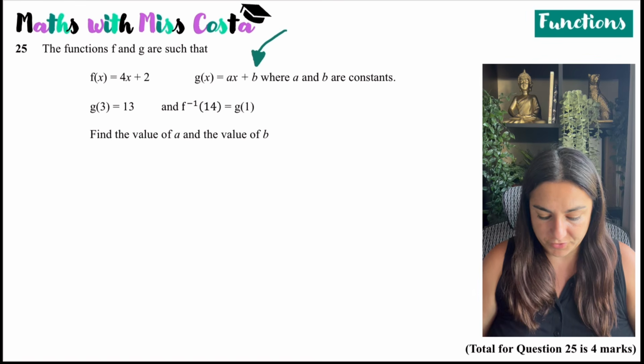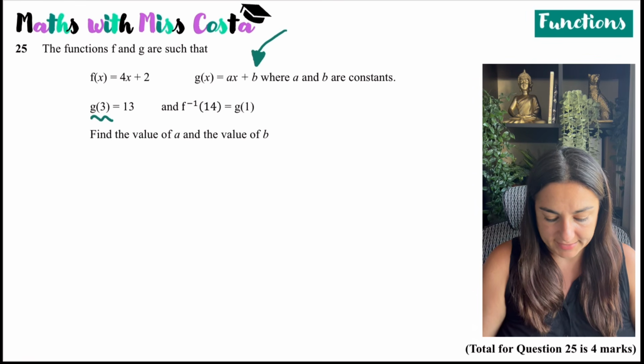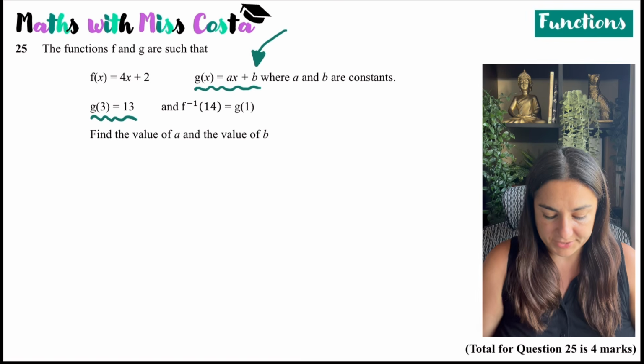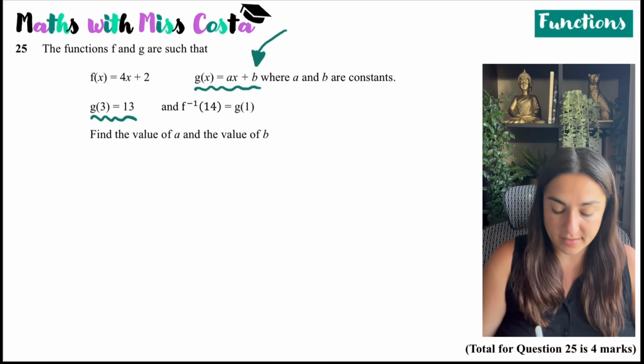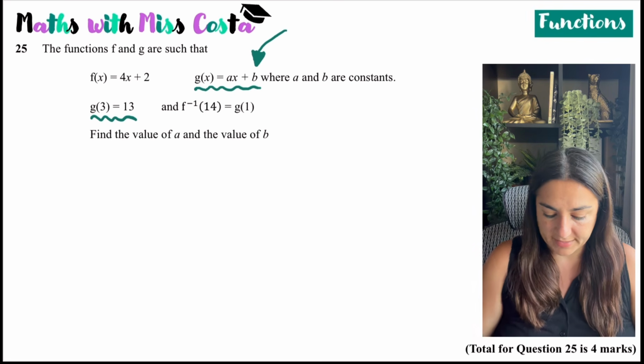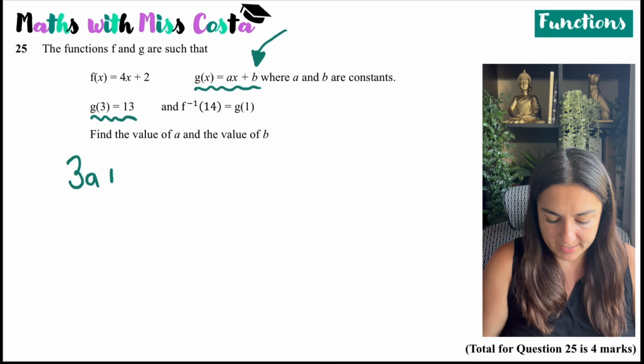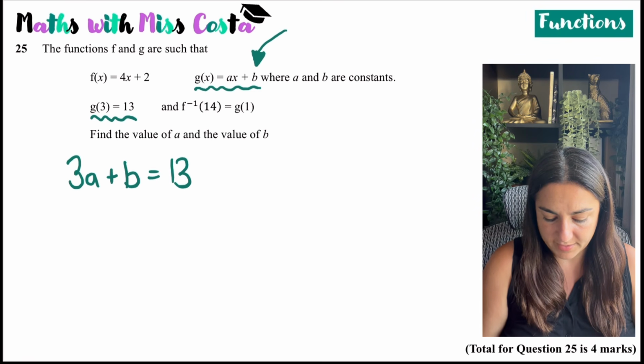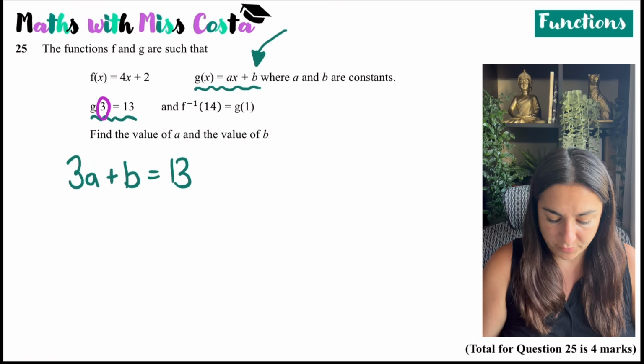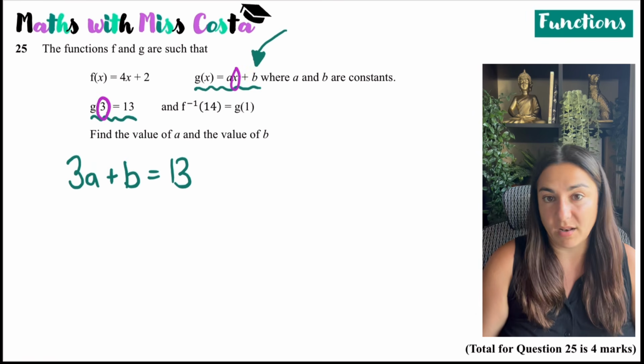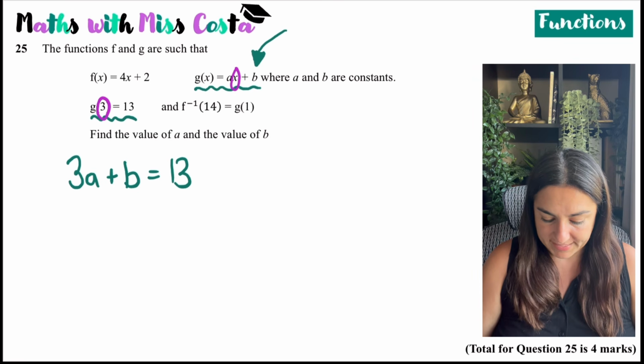Well, I know that g of 3 is 13, so let's use that. So g of 3 is 13, so when x is 3, the output is 13. So I know that 3a plus b must equal 13. All I've done is I've put 3 wherever there's an x, so a, like 3a. So I know that 3a plus b is 13. I then also know that the inverse of f is something that I'm going to need to do. So let's first of all work that out.